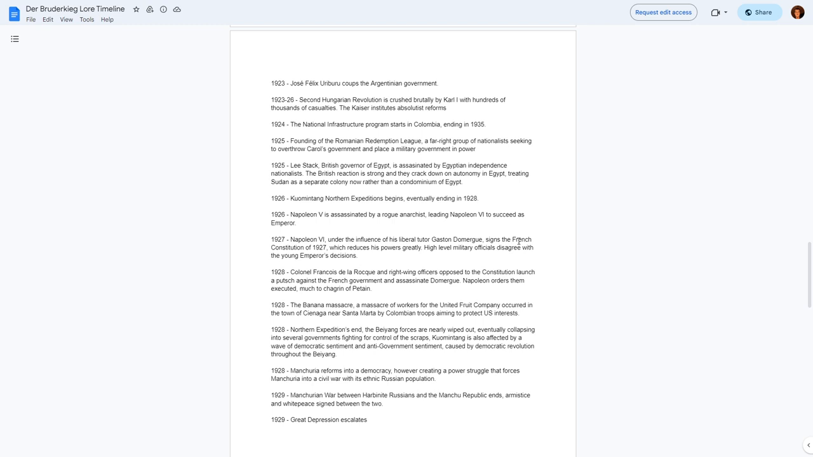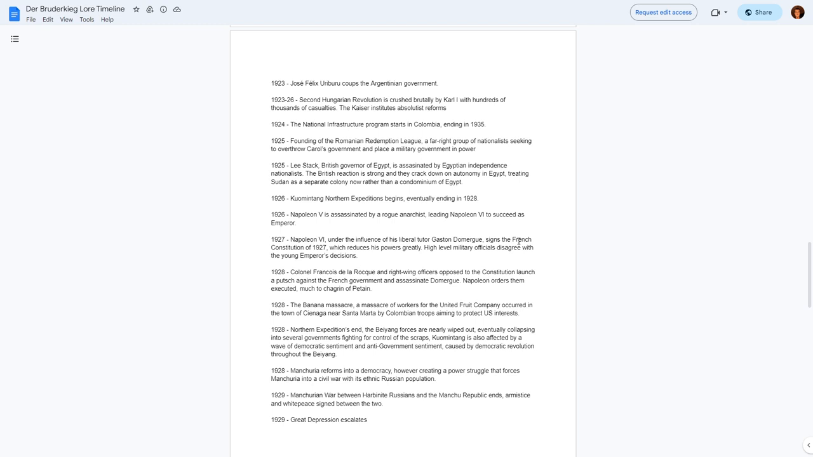1928, Colonel François de la Roque and right-wing officers opposed to the Constitution launch a putsch against the French government and assassinate de Morgue. Napoleon orders them executed, much to the chagrin of Pétain. 1928, the Banana Massacre, a massacre of workers for the United Fruit Company, occurred in the town of Ciénaga near Santa Marta by Colombian troops aiming to protect U.S. interests.